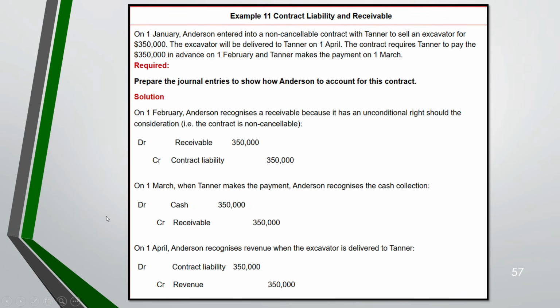Now, example 11. On 1st Jan, they have entered into a non-cancelable contract with Tenor to sell an excavator for 350,000. They have delivered this on 1st April. The contract requires payment of 350 in advance on 1st Feb, and Tenor makes a payment on 1st March. Now you have to show the journal entries.